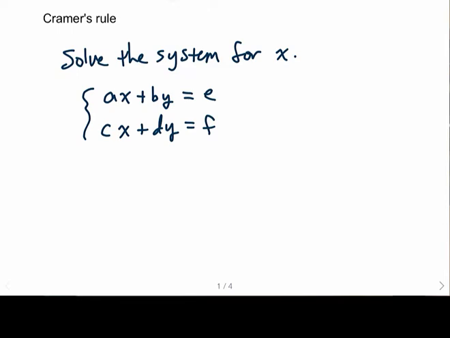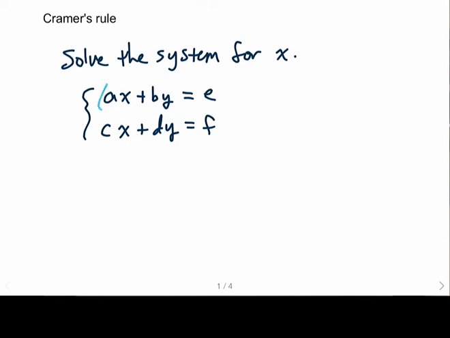In this session, we're going to see a process called Cramer's rule. And to kind of justify where it comes from, we're going to solve the system ax plus by equals e, cx plus dy equals f for x. We're going to do so by elimination.